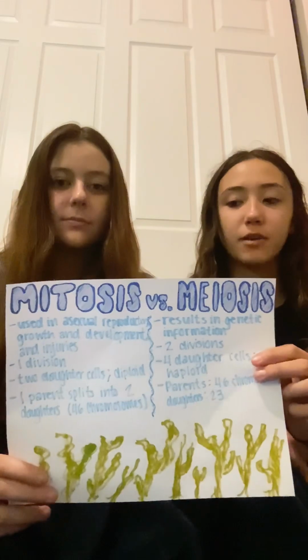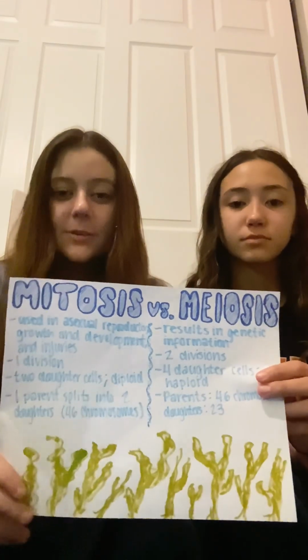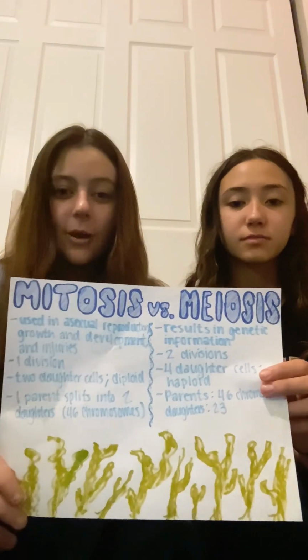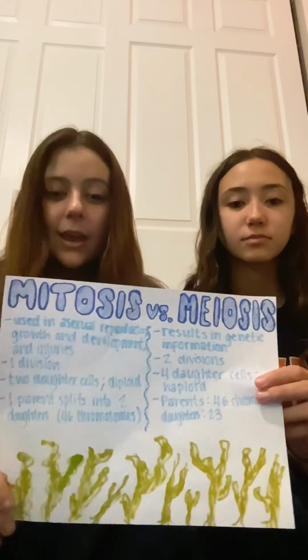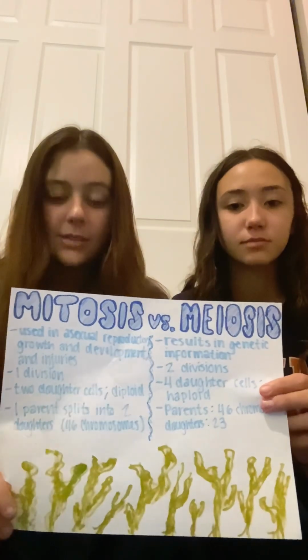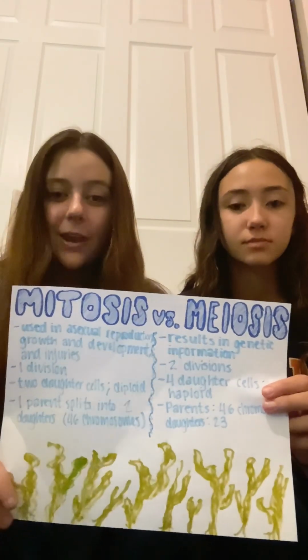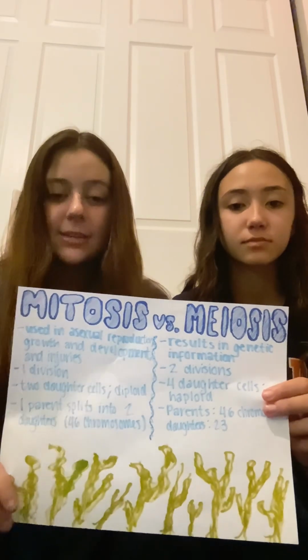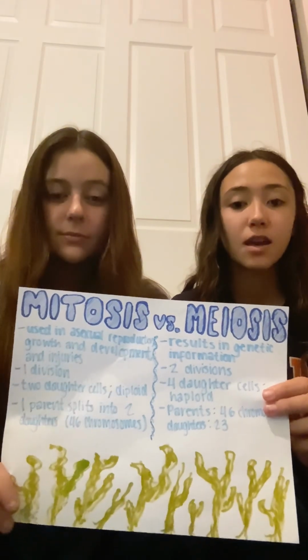Mitosis versus meiosis. Mitosis is used in asexual reproduction, growth, development, and injuries. It has 1 division and 2 daughter cells that are diploid. It has 1 parent that splits into 2 daughters, containing 46 chromosomes.